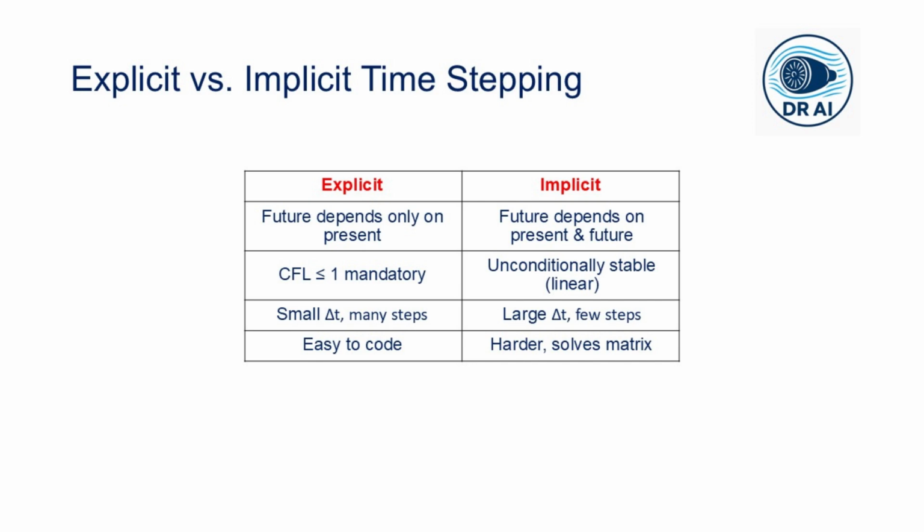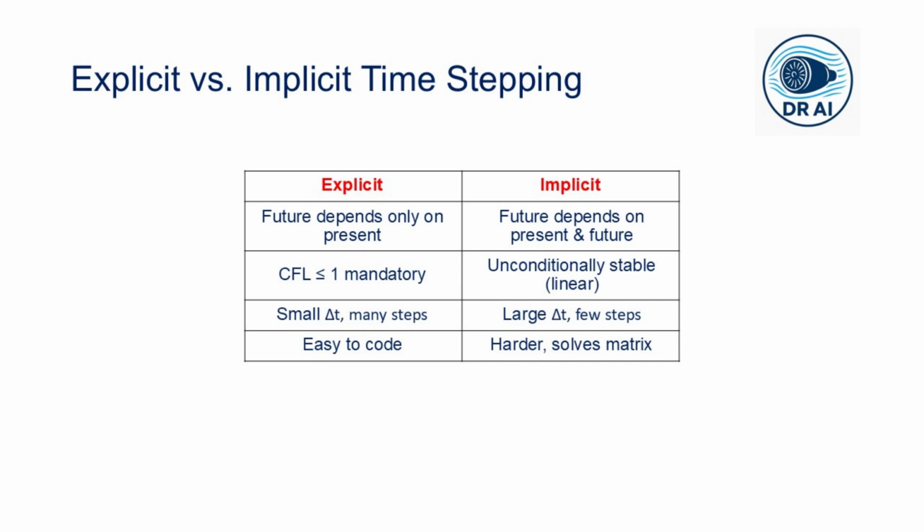On the other hand, in implicit time stepping, the future state depends on both the current and the future states. You must solve a large sparse system of equations, a matrix, at each time step. It is harder to code, and higher memory is needed. It is unconditionally stable for linear problems. You can take huge delta t. Each time step is expensive, but you need far fewer steps. Now, talking of an analogy, explicit is like climbing the stairs.